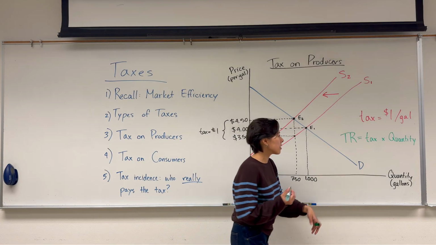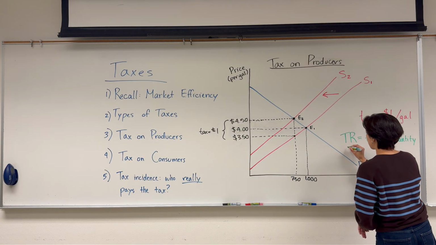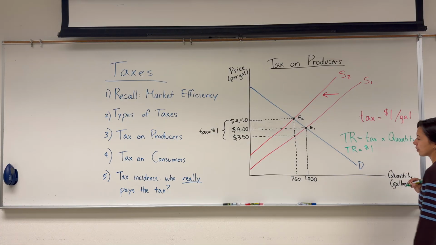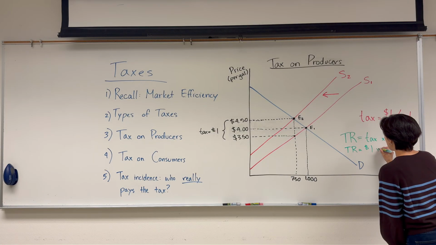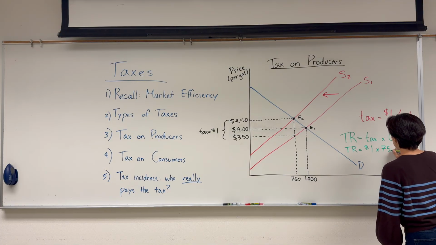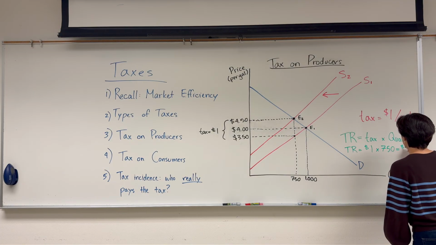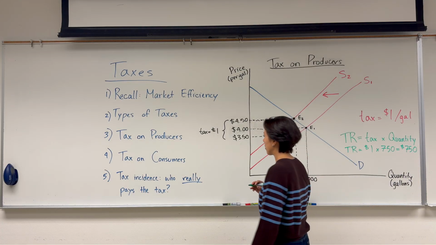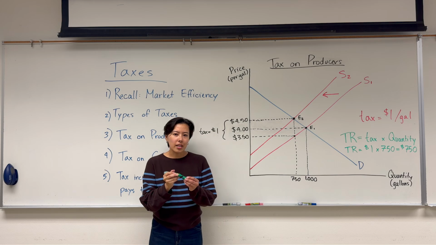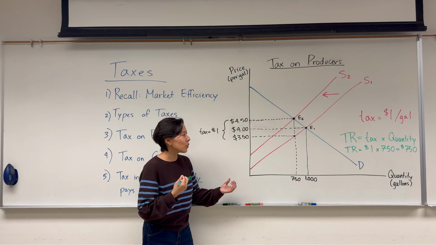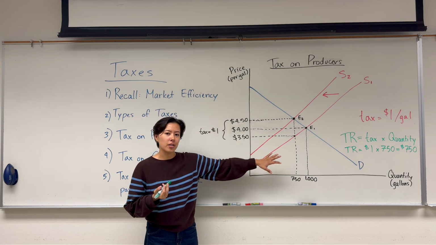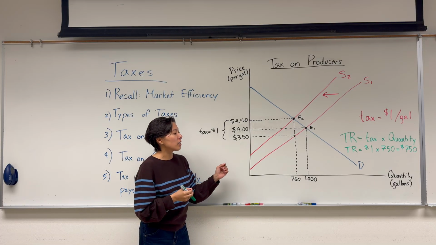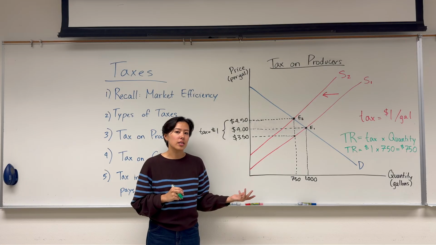So in this example here, after our tax gets implemented, we have a $1 per unit tax, and we have 750 gallons of gasoline being sold. So our total tax revenue is $750. And we can also show this tax revenue on our graph here. And so in order to do that, now we're going to shift gears and we're going to talk about the welfare effects of this tax.